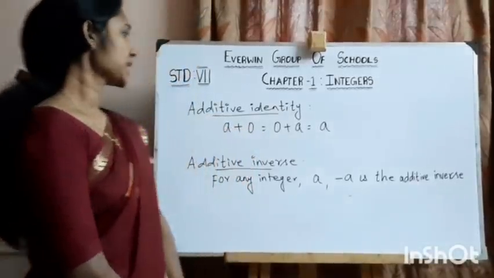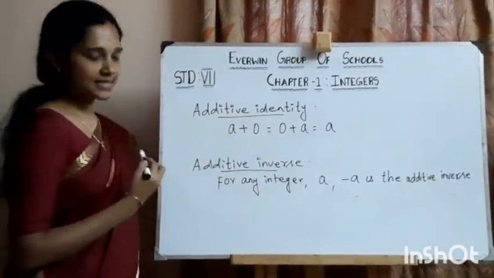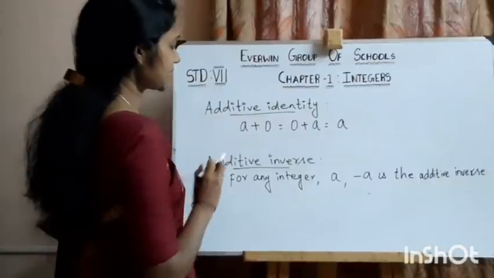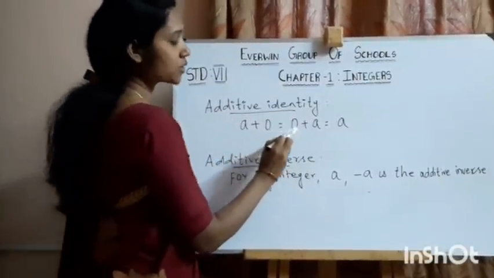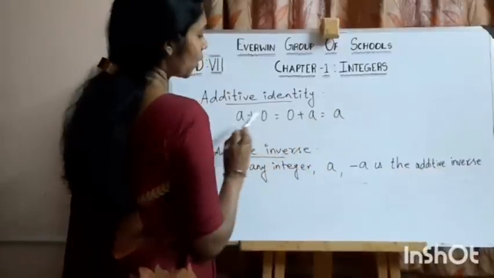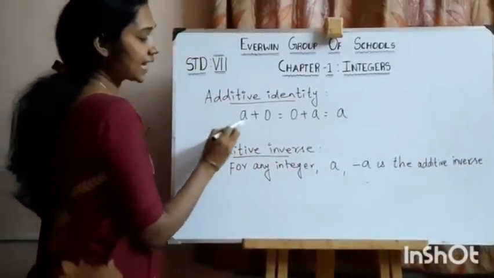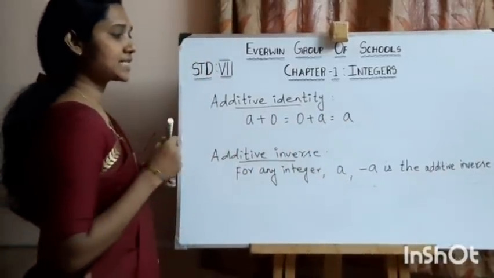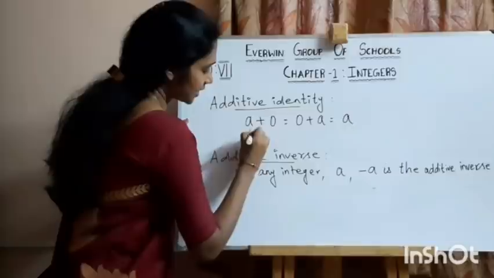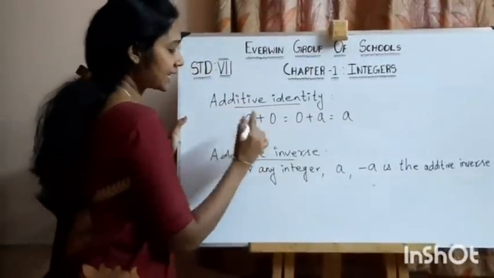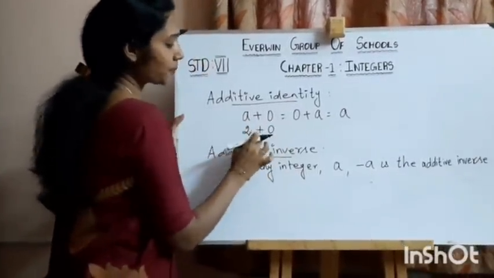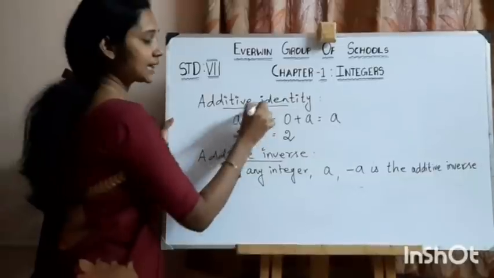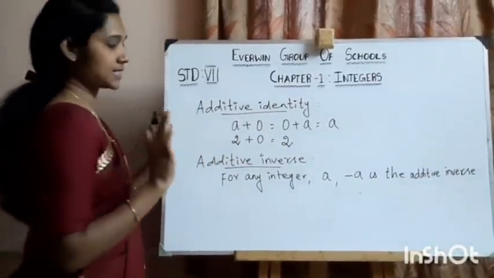Now we shall see what is an additive identity and what is an additive inverse. First one, additive identity. A plus 0 is equal to 0 plus A is equal to A. What does this mean? When we add any number with 0, it will result in the same number. Consider an example, let us take 2. When you are adding 0 with 2, that is 2 plus 0, what is the answer? It's again 2. So in this case, we will tell that 0 is the additive identity.